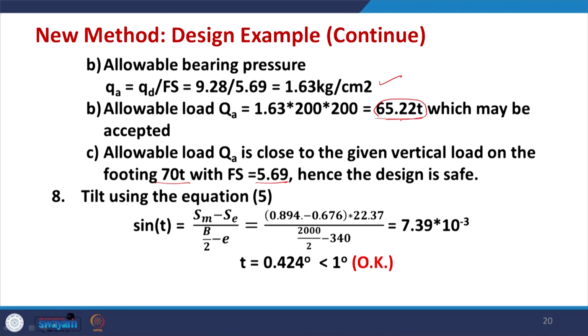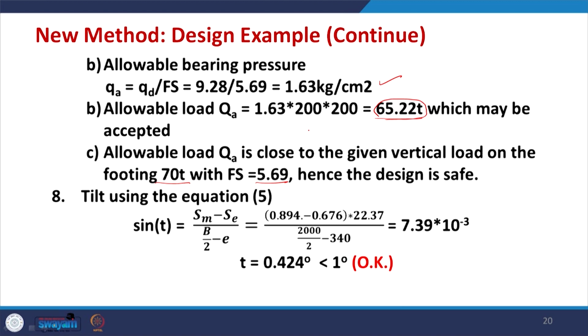That is why there is no need to revise the design, even though you are getting 65.22 ton, which is less than 70 ton. But if I decrease the factor of safety to 3, then this will be quite a bit higher, even more than 100 tons. So, that is all right, there is no problem.